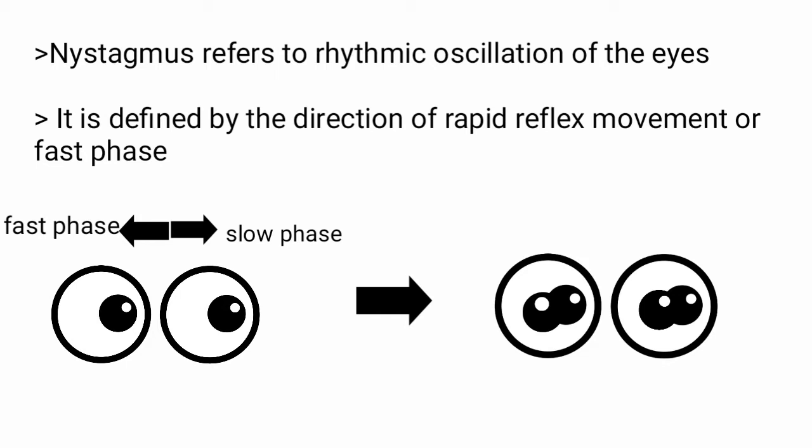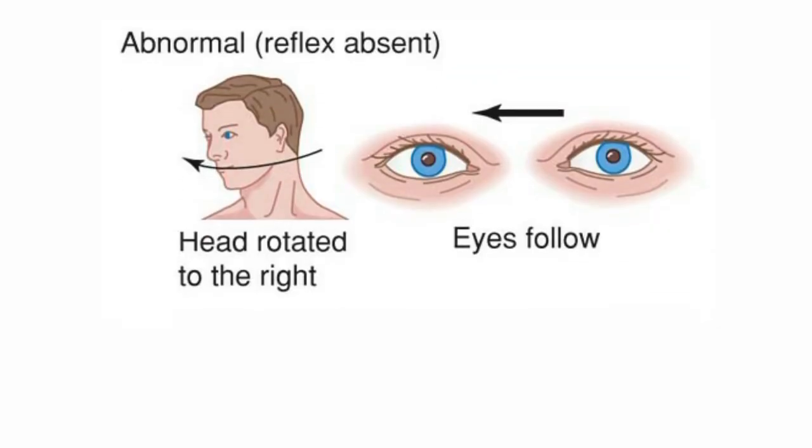It is defined by the direction of the rapid reflex movement, or the very fast phase. Normally, in the VOR, when you rotate your head acceleratory in one direction, the slow phase occurs in the opposite direction. But if there is any underlying cause, the cerebrum makes a correction and that causes the fast phase in the opposite direction. And that causes conditions like diplopia, the double vision, and many other conditions. So nystagmus refers to the rhythmic oscillations of the eye that move slowly to one side, followed by a rapid reflex movement in the opposite direction.